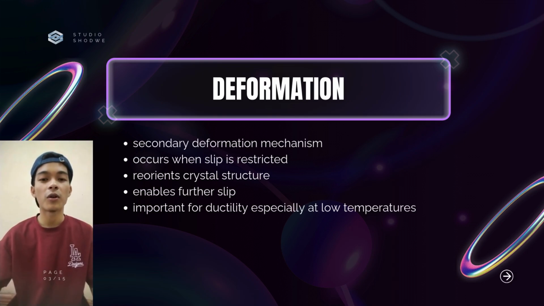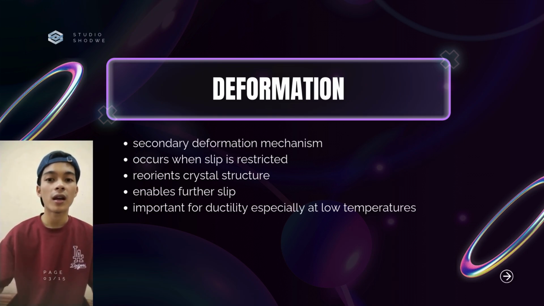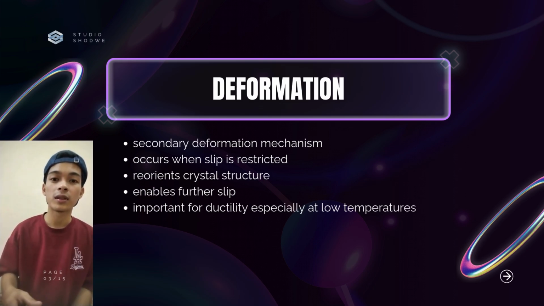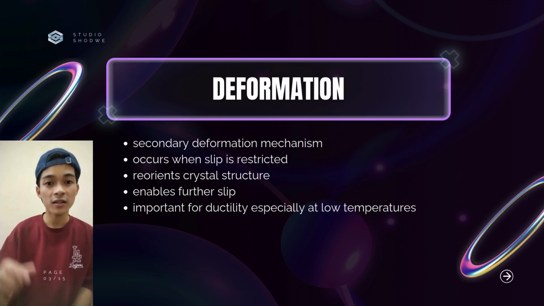Lastly, in terms of deformation, twinning acts as a secondary mechanism when slip is restricted. It reorients the crystal structure, allowing further slip to occur. Although less common than slip, twinning is essential for maintaining ductility, especially at low temperatures.